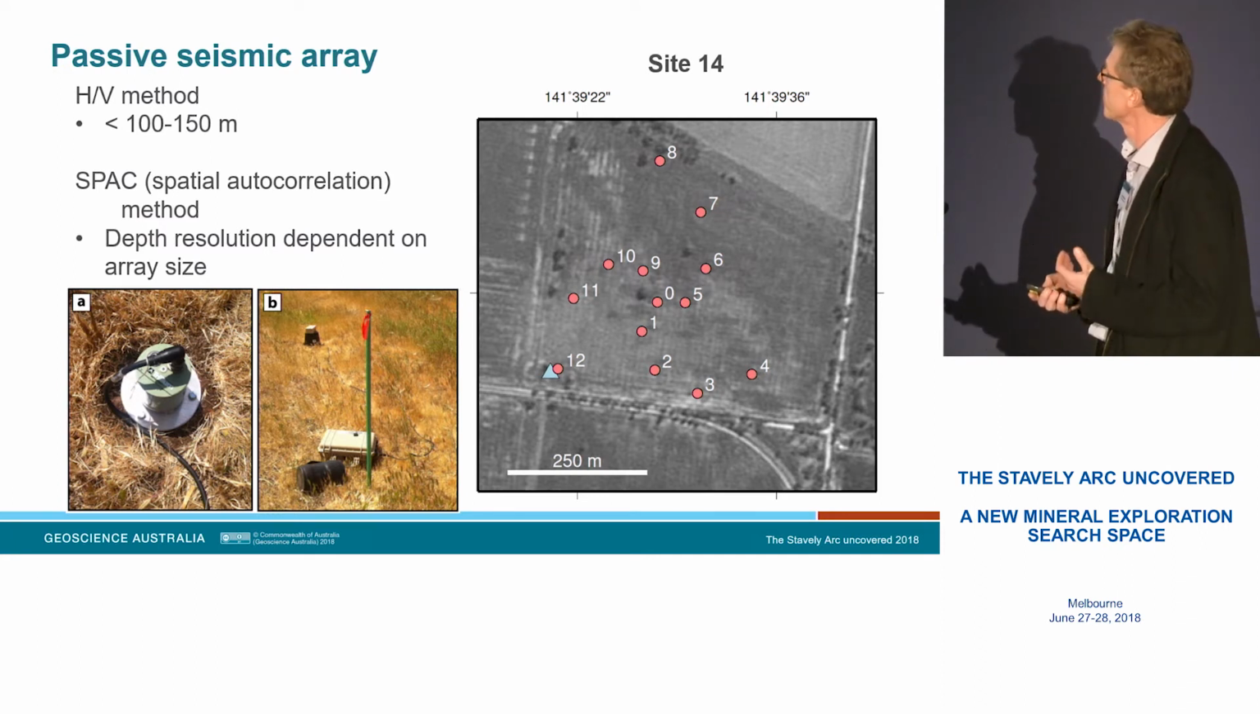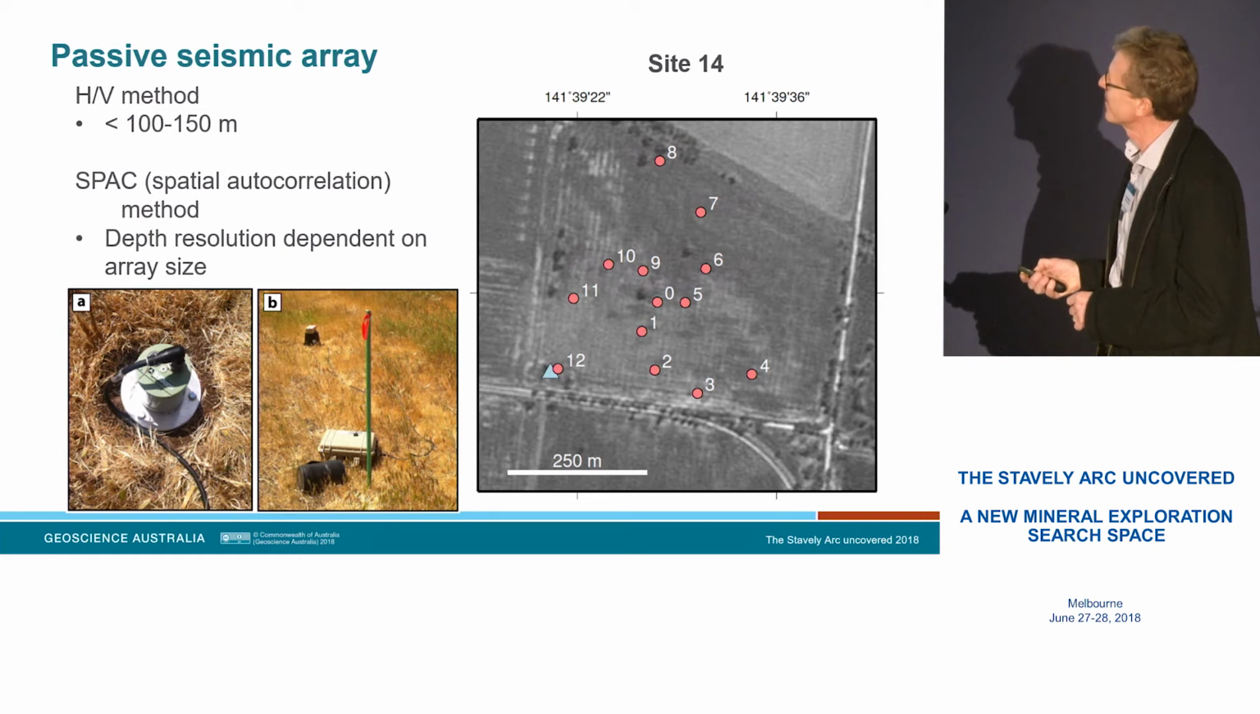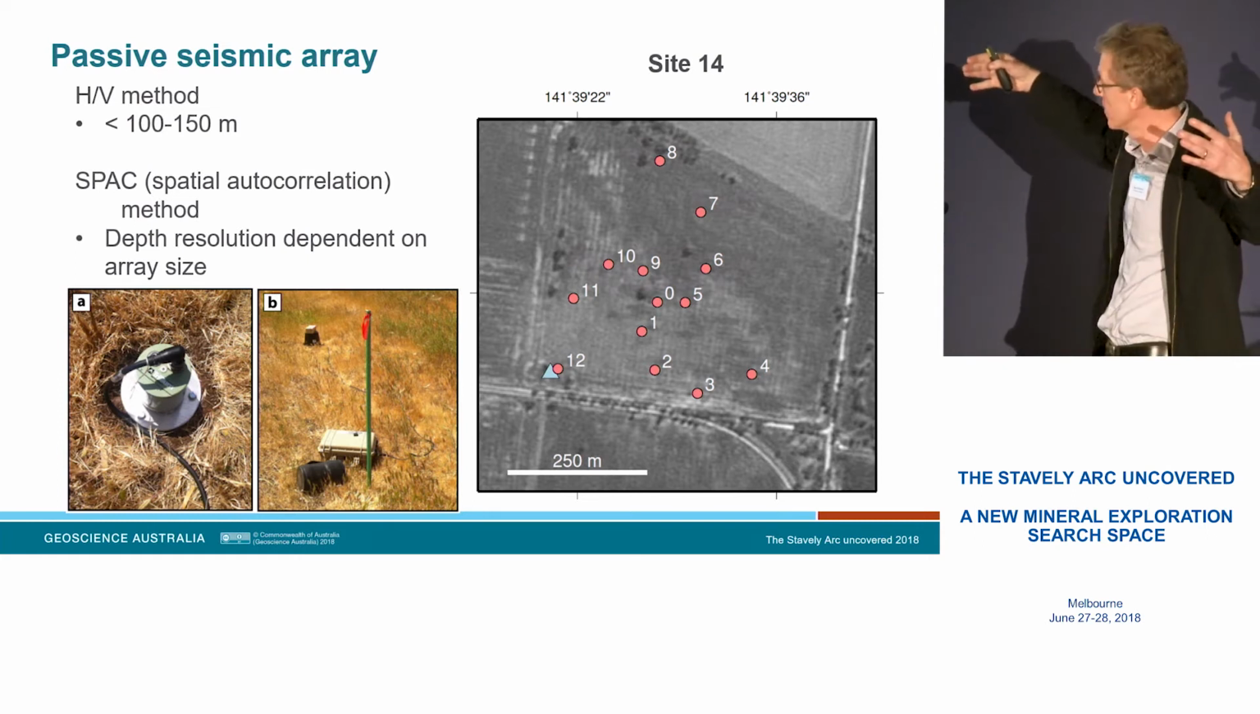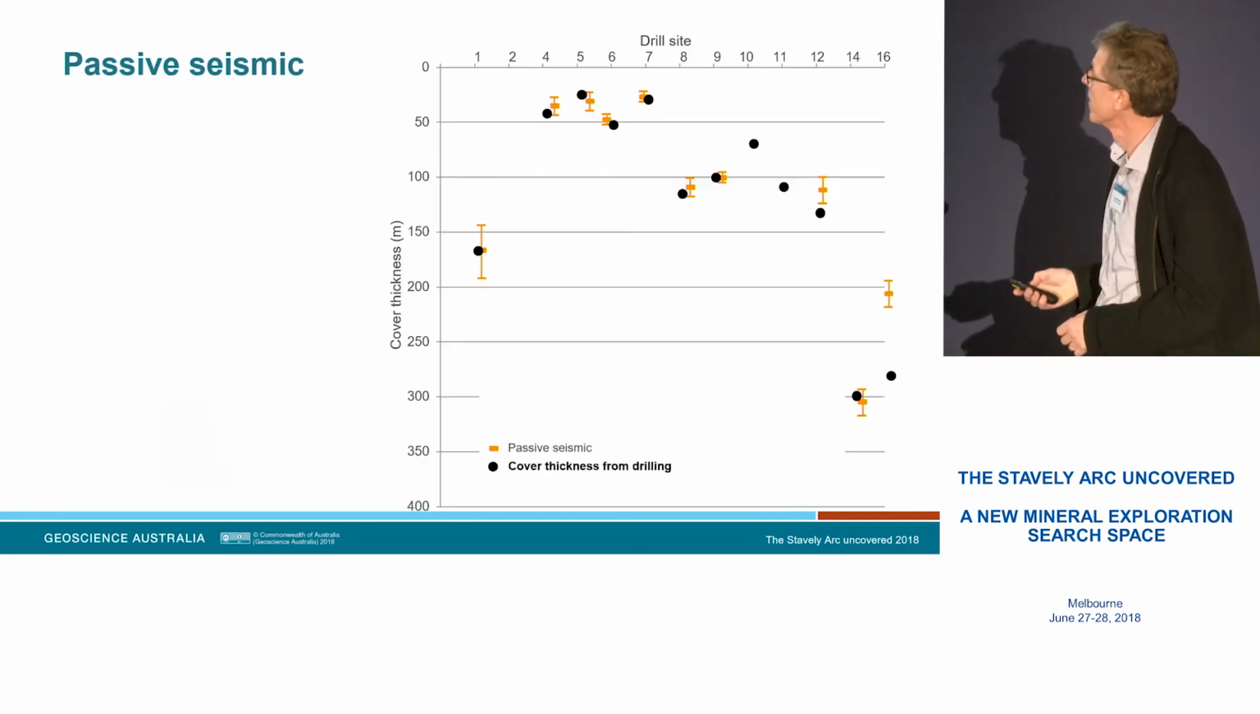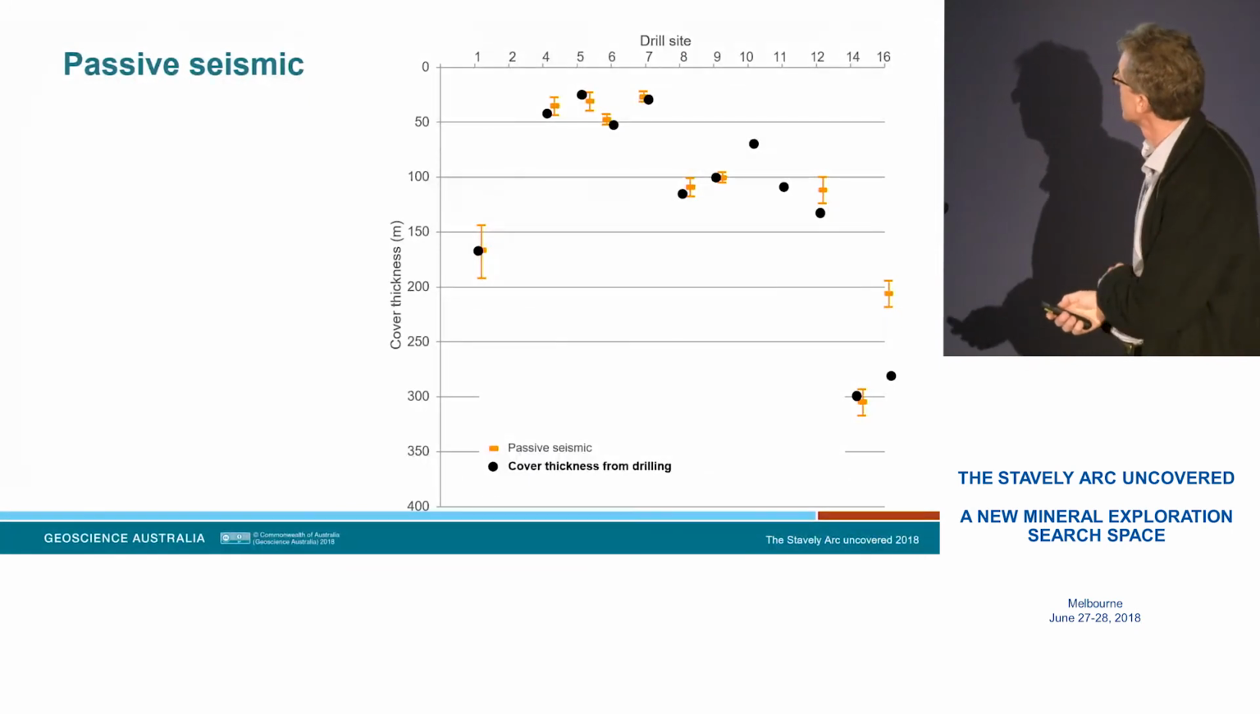H-on-V method, said it's very quick and dirty, but it's also depth limited to maybe 150 metres or so. The SPAC method, in theory, shouldn't be depth limited. You just sort of step out your array to image deeper.